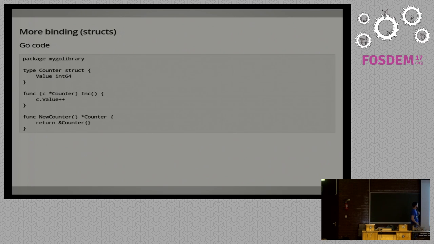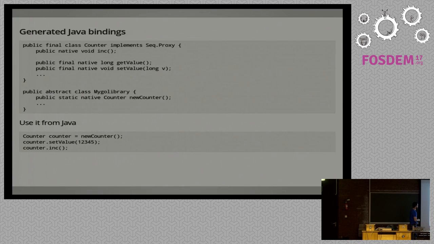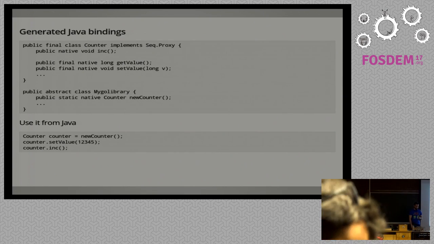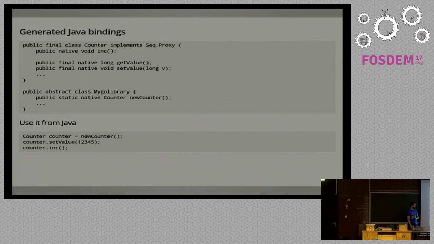More examples. Here you have a struct with a few functions. And this is what will be generated in the binding. One thing to point out is Gomobile is not transpiling your Go code. It's making a shared object library, generating some bindings, and packaging everything in an AAR file.